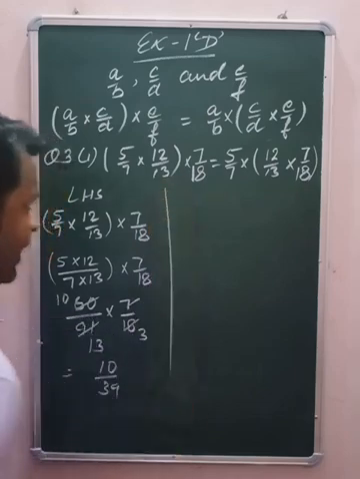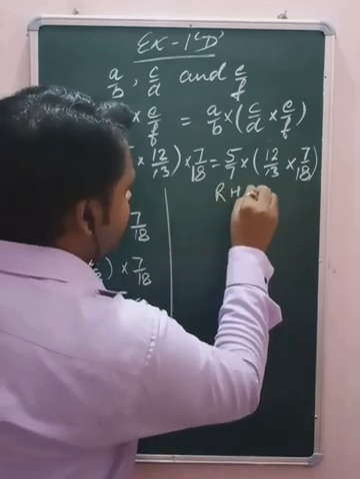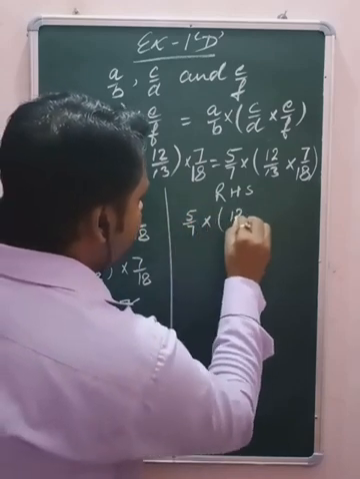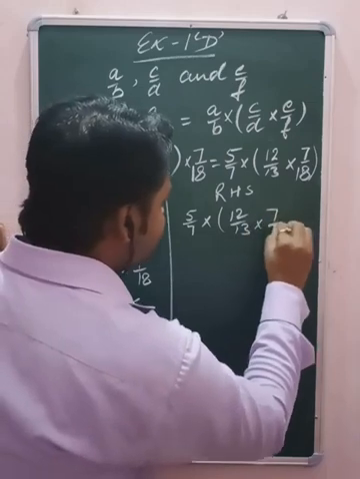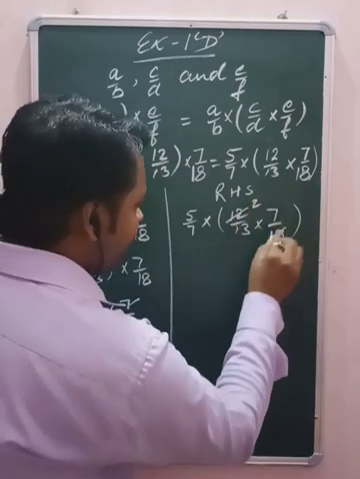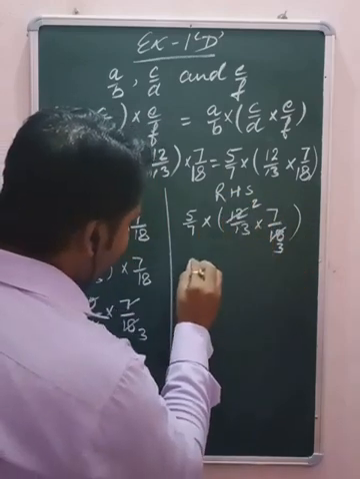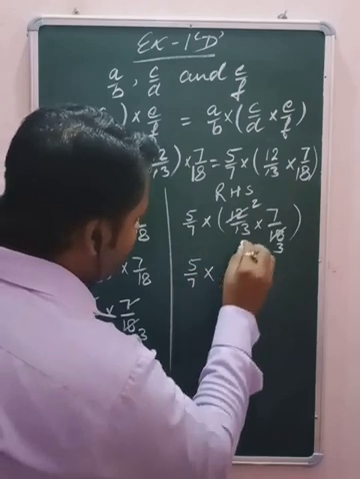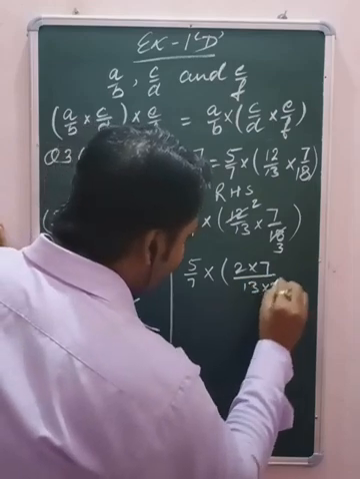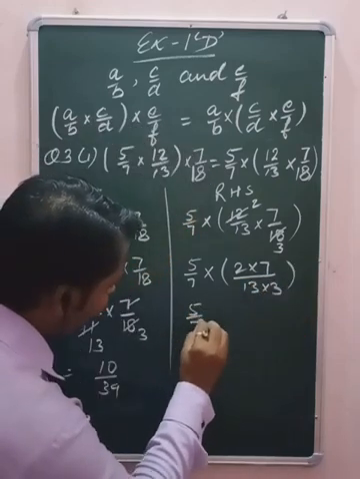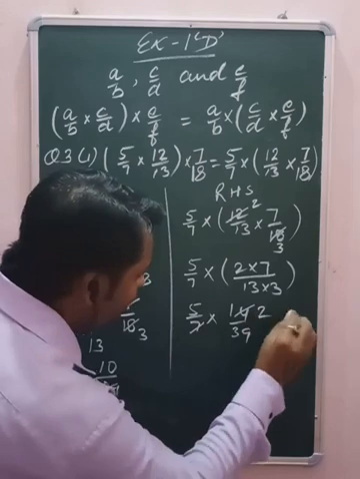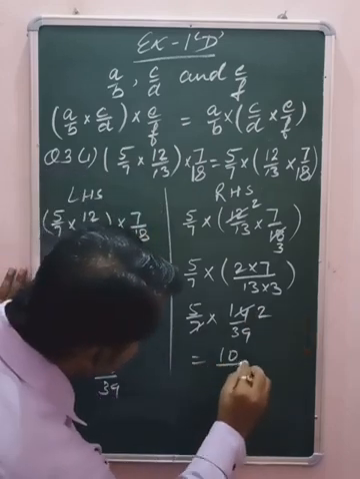Now we will solve RHS. Here RHS is 5 by 7 into 12 by 13 into 7 by 18. So here we can do like this, 6 2s are 12 and 6 3s are 18. So here 5 by 7 into 2 into 7 by 13 into 3. So here we got 5 by 7 into 14 by 39. 7 1s are 7, 7 2s are 14. Again you will get 10 by 39.